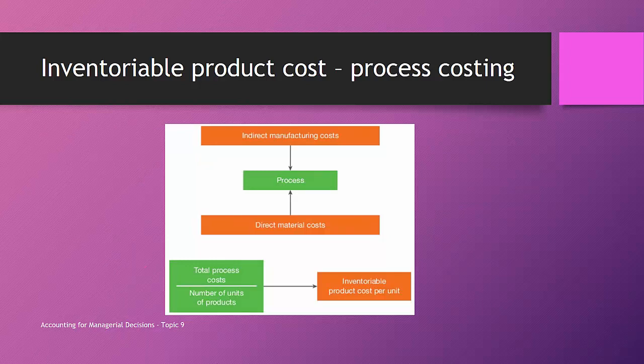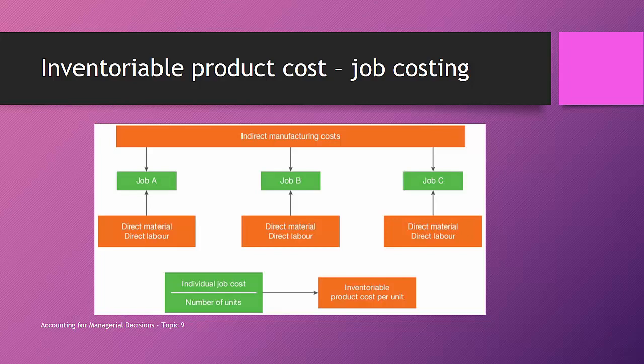So for process costing, the indirect manufacturing costs and the direct material cost, we can see them all going into the process. If you've got a large number of Coke bottles going through, we just work out what those indirect manufacturing costs are, and they get allocated in a way that makes sense. And so that's inventoriable product cost per unit. If it's more of a job costing, the difference is that you'll be able to identify the direct material and labor for each of the particular jobs. But then you're going to have this indirect layer which sits over the top, and you're going to have to allocate it somehow across those different jobs or types of products.